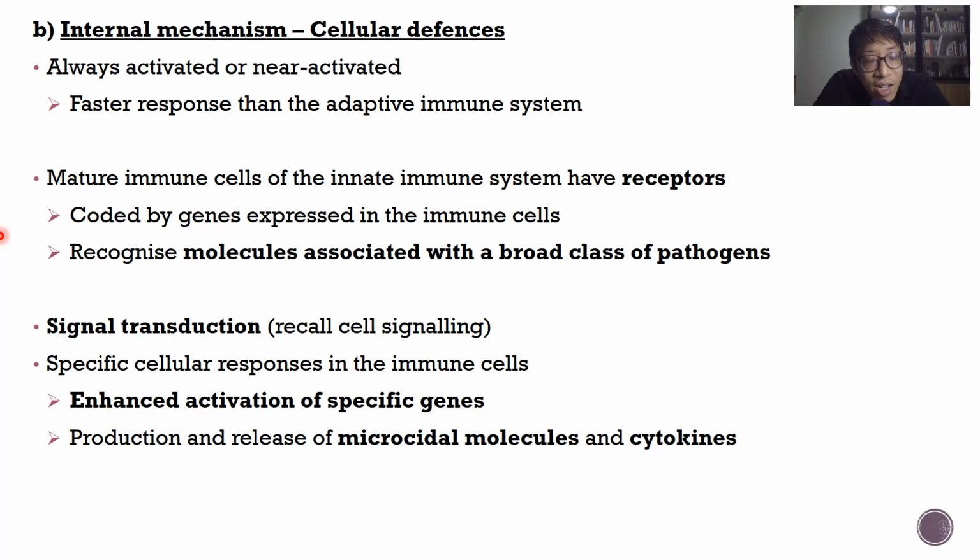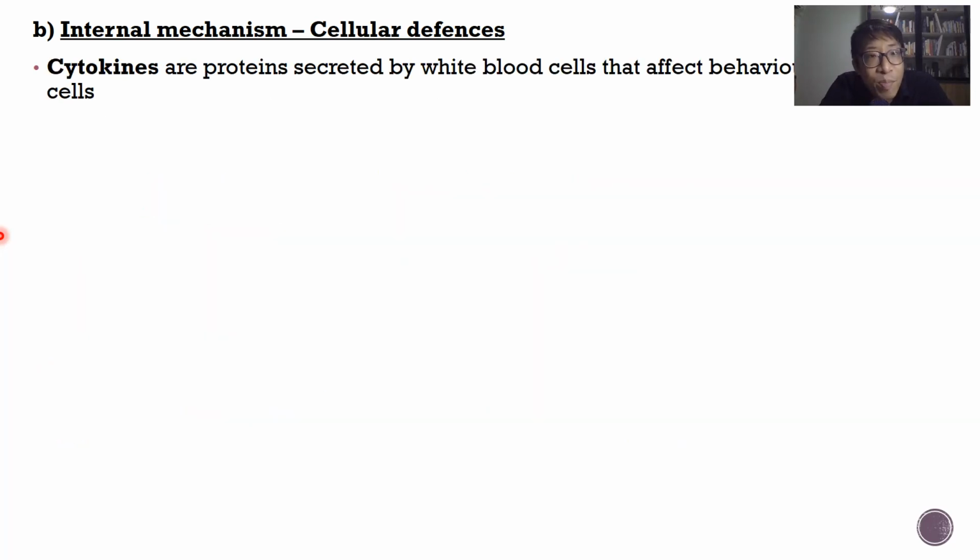So some of these cellular responses would be the activation of certain genes involved in production of molecules needed to kill the pathogens, like microcidal molecules that we have talked about, as well as this protein called cytokines. Right, so cytokines are proteins that are secreted by immune cells or white blood cells that can signal other cells to perform certain functions, right?